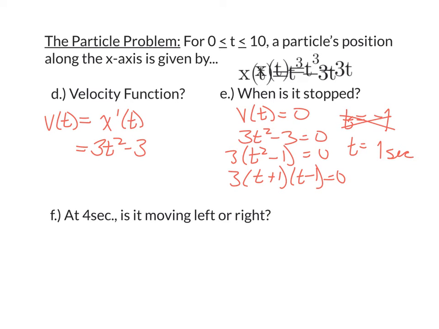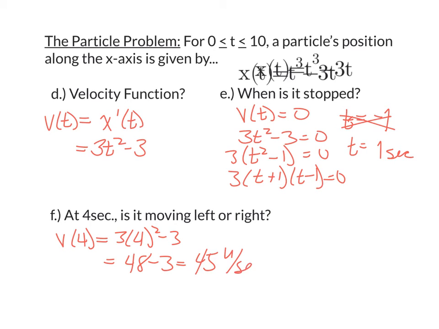So how about at the 4 second mark? Is it moving to the left or to the right? Again, we can look at velocity to figure that out, just by finding the velocity at the 4 second point. So that'd be 3 times 4 squared minus 3, or 48 minus 3, which is 45 units per second. Now, there's nothing special about the 45 other than it is positive. Since that is a positive velocity, that means the particle is moving to the right, because the right is a positive direction.